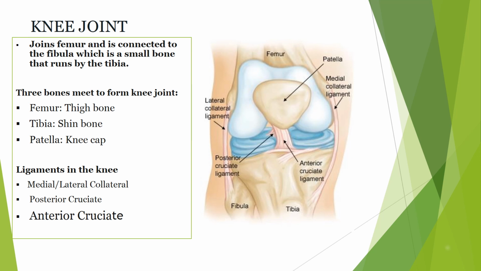There are four ligaments within the knee: the medial collateral ligament, lateral collateral ligament, posterior cruciate ligament, and the anterior cruciate ligament. Today, we will focus our entire discussion on the anterior cruciate ligament.